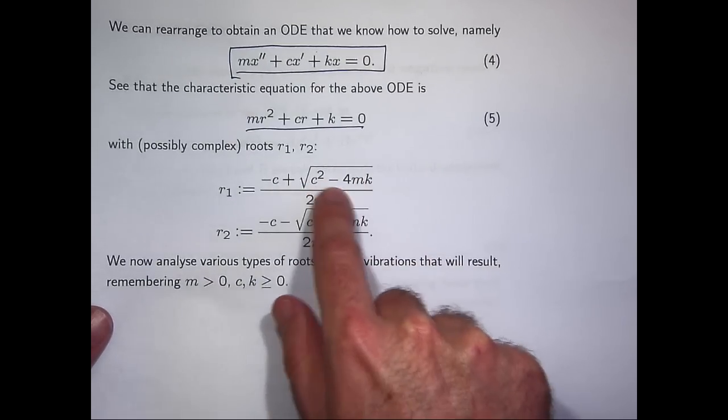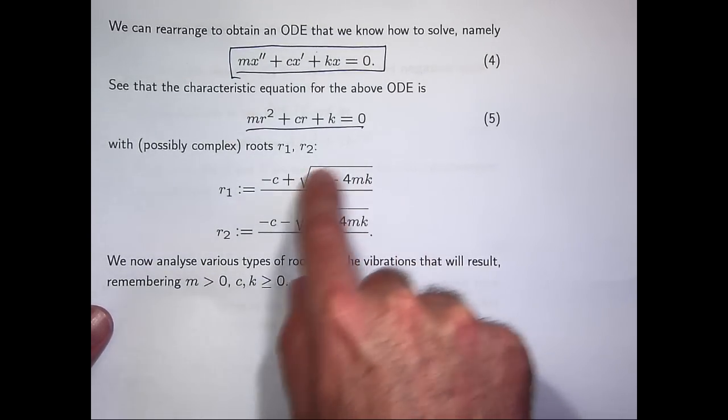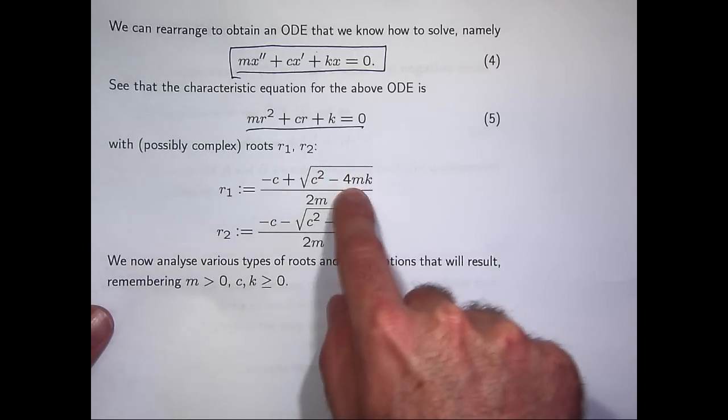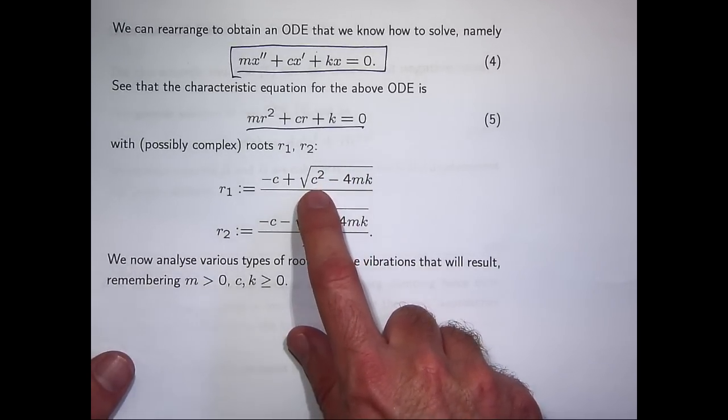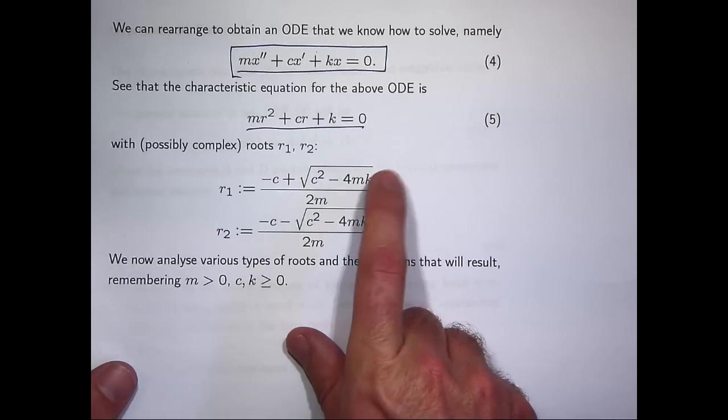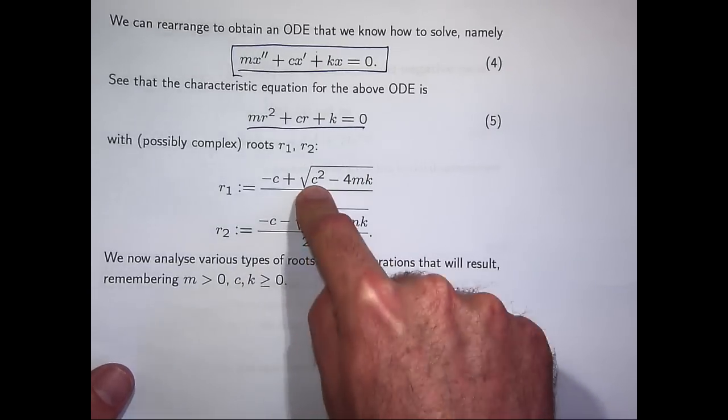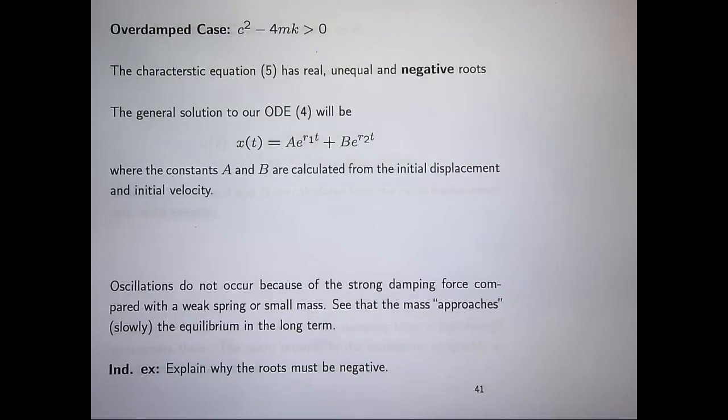Essentially, it's all about c squared minus 4mk and the sign of c squared minus 4mk. So there's going to be some sort of relationship that we're going to look at between the mass, the spring constant, and the damping constant.